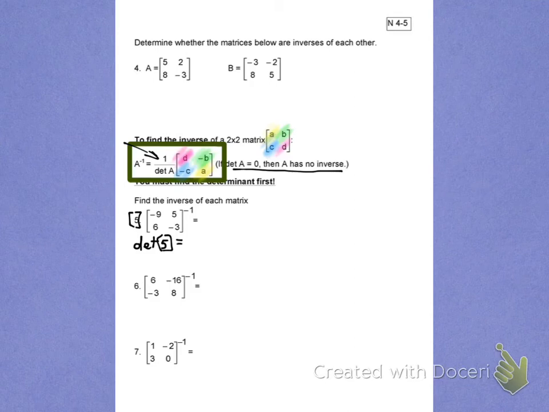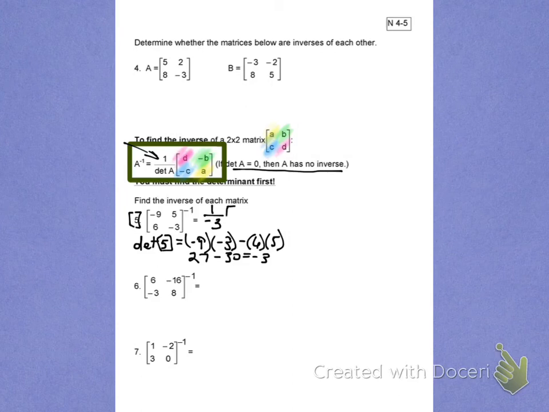Now we're going to do that by -9 times -3 minus 6 times 5, which is positive 27 minus 30, or -3. So, going back to our formula, 1 over the determinant of A, that's going to make this 1 over negative 3 because the determinant was -3.